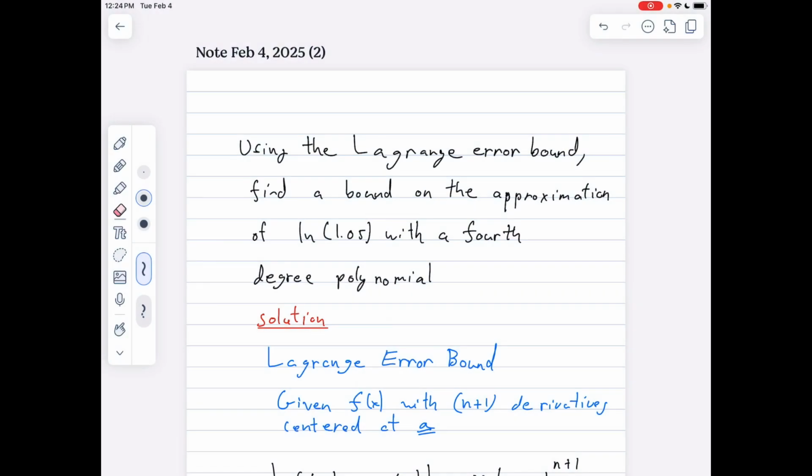All right, hello everyone. So we have the following problem. It's a Calculus 2 problem. Using the Lagrange error bound, find a bound on the approximation of ln of 1.05 with a fourth degree polynomial. All right, so first of all, let's look at what the Lagrange error bound says.